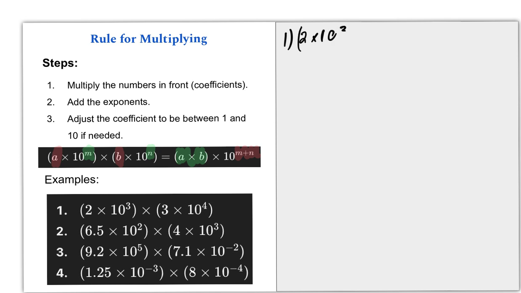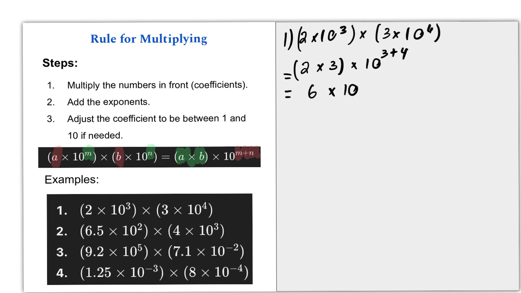2 times 10 to the 3rd power multiplied by 3 times 10 to the 4th power. Our first step is to multiply the coefficients, 2 and 3, 2 times 3. Then we're going to add the exponents, 3 and 4, 3 plus 4. So 2 times 3 equals 6, times 10 to the 3 plus 4, which equals 7. At the end, we have to make sure it's written in scientific form. That means 6 has to be a number between 1 and 10, and yes, it is. Therefore, 6 times 10 to the 7th power is our answer.